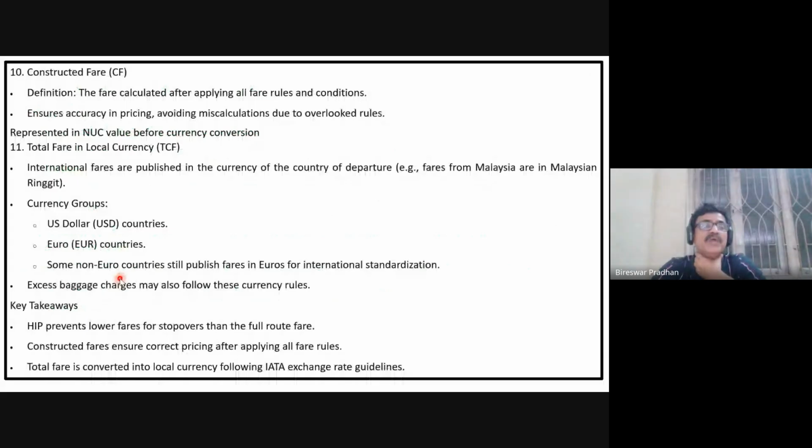Now the constructed fare: the fare calculated after applying the fare rules and conditions ensures accuracy in pricing, avoiding miscalculation, and is represented in NUC value before currency conversion. These are the technical terms we are using. Total fare in local currency: international fares are published in the currency of the country. The total fare is converted into local currency using the IATA exchange rate guidelines, which are used to calculate the fare.